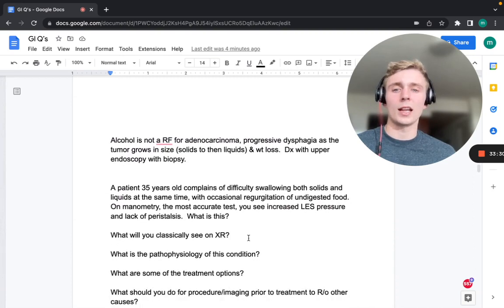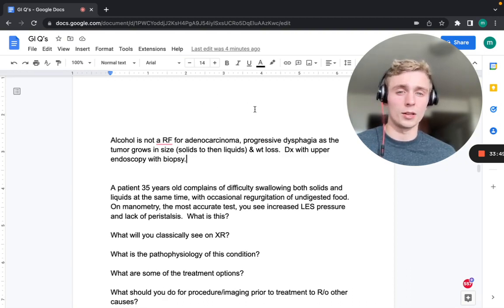So alcohol is not a risk factor for adenocarcinoma. Think about squamous cell having alcohol as a risk factor, because all that alcohol, when you're drinking it, burns the upper 1/3 of the esophagus as it goes down. So that's how I think about that as a risk factor for squamous cell carcinoma, and that's in the upper 1/3 of the esophagus, proximal. So again, alcohol is not a risk factor for adenocarcinoma in the distal portion.